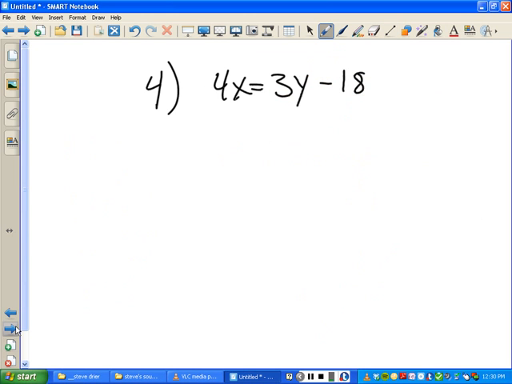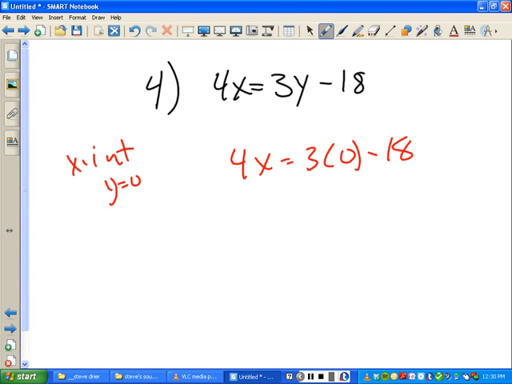Number 4. This is one that is particularly confusing to people just because the letters are out of order. You just look at it and you're like, do you have to do that? Really? It's okay. Find the x-intercept, you plug in y is 0, yes? So 4x equals 3 times 0 minus 18. So 4x equals minus 18. Divide by 4, and x is equal to negative 9 over 2. Okay.